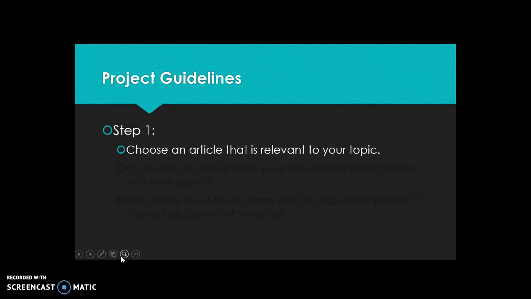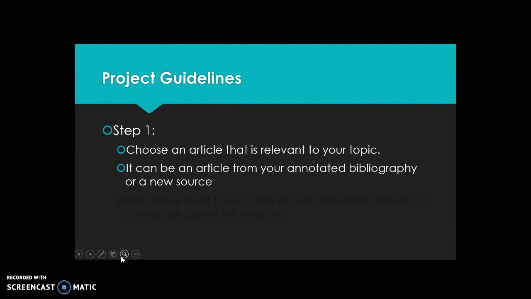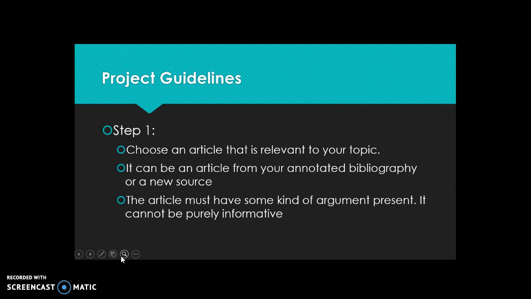The first step that you need to do is to choose an article that is relevant to your topic. Again, this is the same topic that you did your annotated bibliography on. And that article can come from your annotated bibliography, or it could be an entirely new source. That's up to you. The one major requirement is that your article must have some kind of argument present. Okay, it cannot be just a purely informative article.